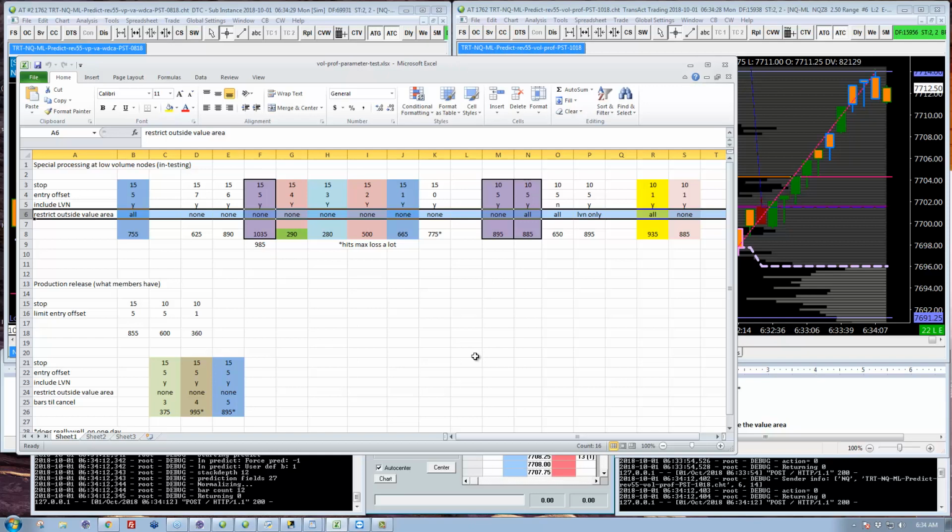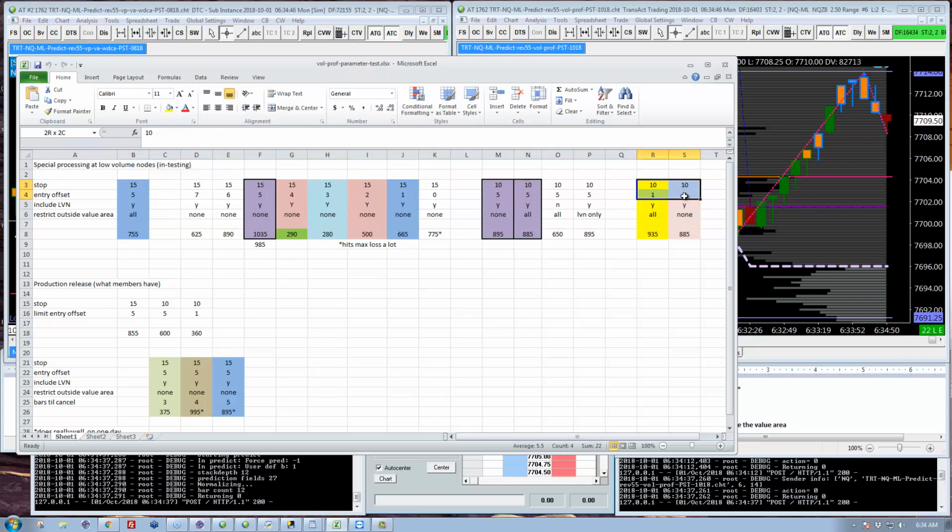I'm trying to release this weekend. The first thing is that I was thinking that restricting direction outside the value area was super important. But when you look at just the normal settings, a 10 tick stop and a 1 tick limit entry offset, there's no difference really. You include the low volume node processing, restrict direction or not. This is basically the same answer.